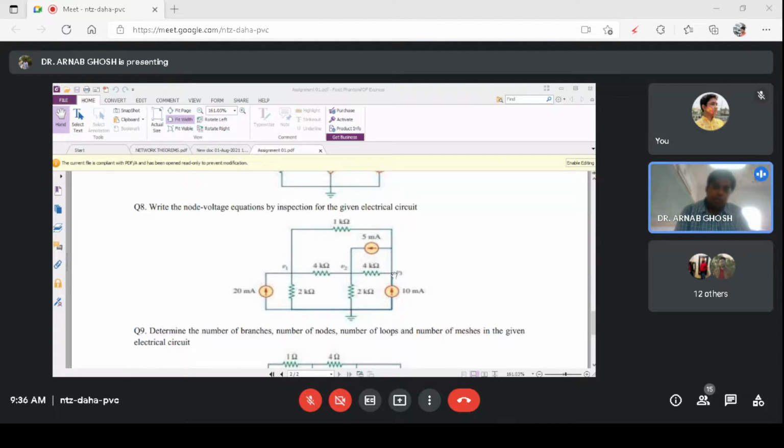V3. 10 ampere is entering the node. Okay. Ampere is leaving the node, as well as you have two currents. One is V2 minus V.